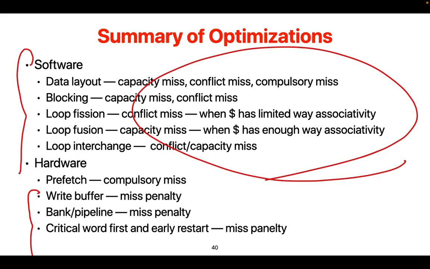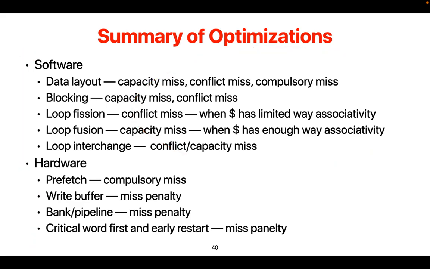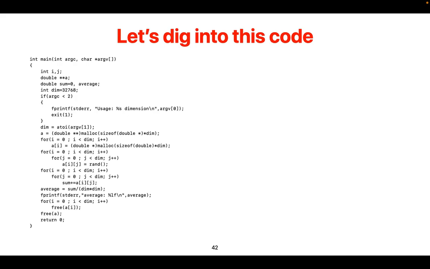Got it? All right, so let me ask you another question. Here is a piece of code that I have. You can probably read it. I will initialize an array, randomize the array, and then calculate the array sum and give you the average. That's the piece of code that I'm running.